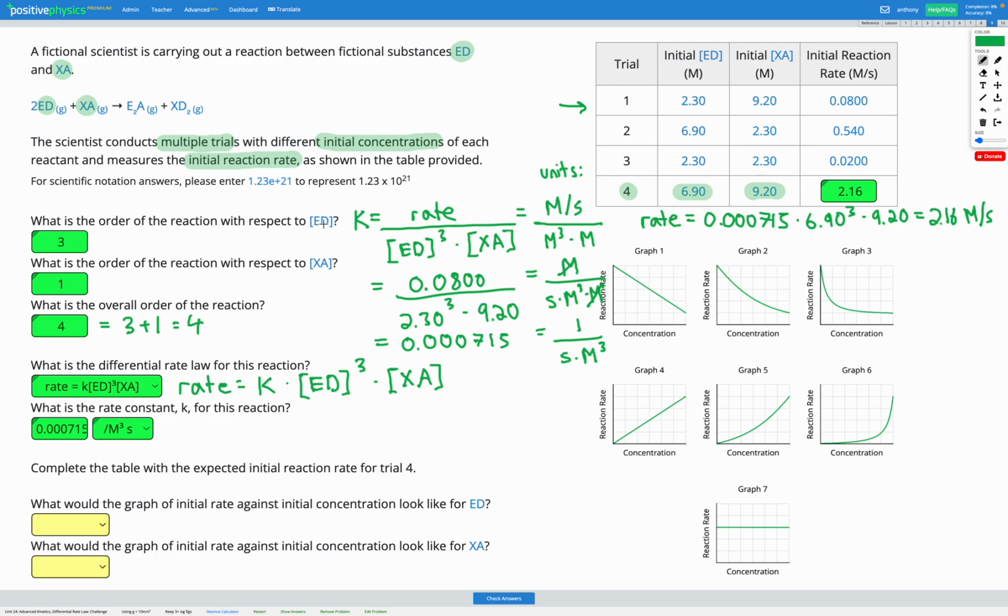So ED is third order. Remember, third order is cubed. So it gives us this kind of harsh, kind of steep curved graph, which is our cubed graph. So that's going to be graph 6 for ED. Let's check that. Awesome. And then for XA, it's first order reaction. First order is a straight line graph because it's directly proportional. So that's going to be graph 4.